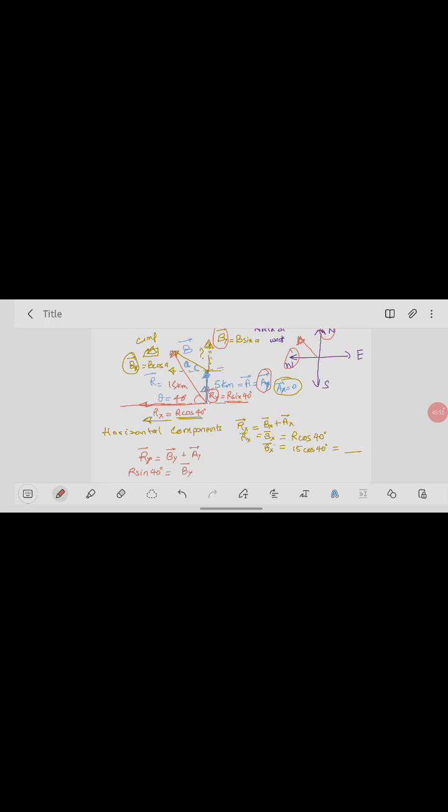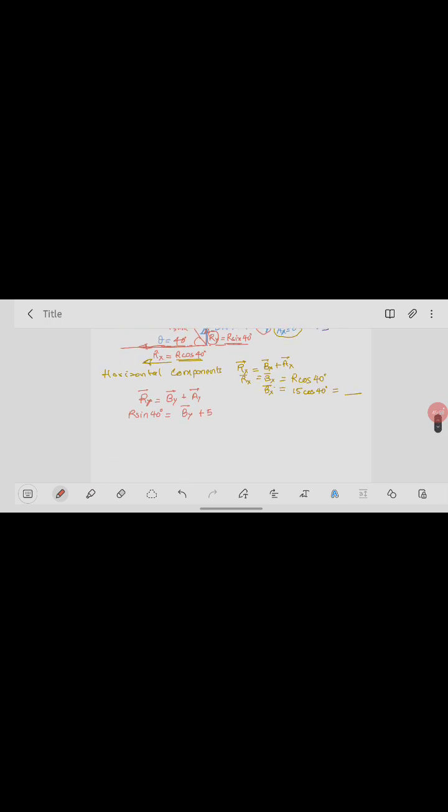You don't know By, so you need to calculate. Ay is given as 5. So By will be equal to R sin 40 degree minus 5. Yes or no? So R is how much? R is 15. So 15 sin 40 degree minus 5, that will be the value of By.